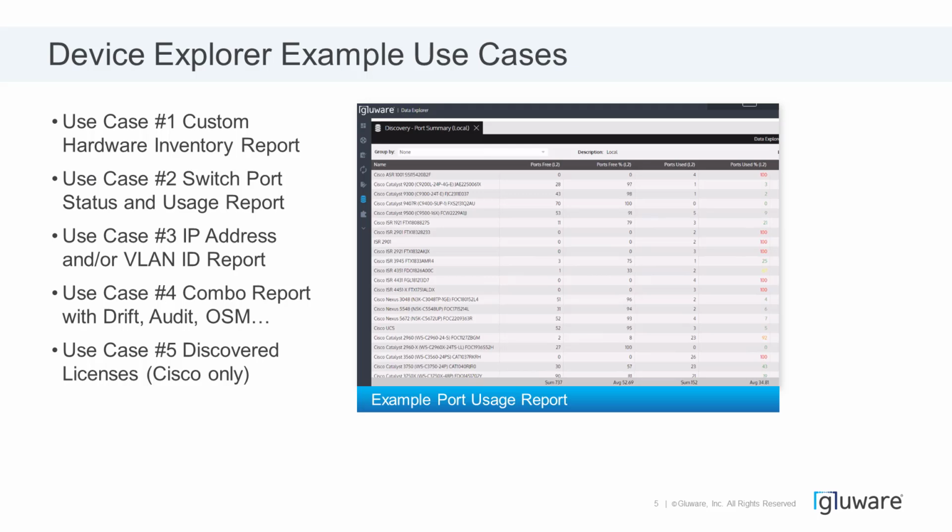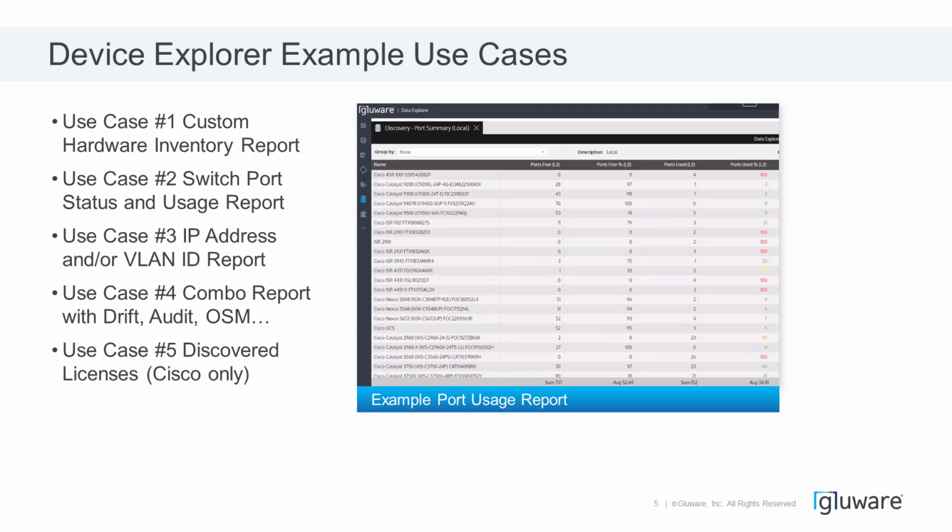In use case number 3, this is about looking at resource assignments like IP addressing and VLAN assignments, and being able to generate out a report of the IP addresses used in your environment or the VLAN IDs used. And you can export this out into databases and sync or correlate with things like IPAMs or other ways in which you're managing resources like addressing.